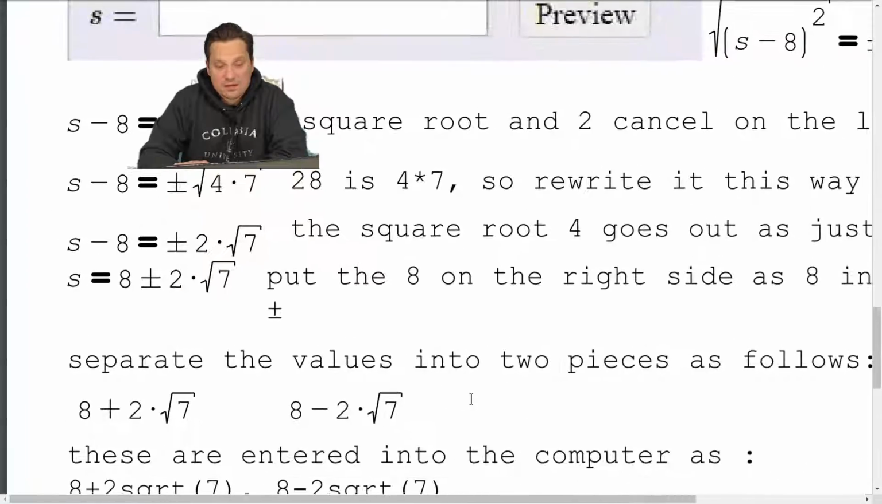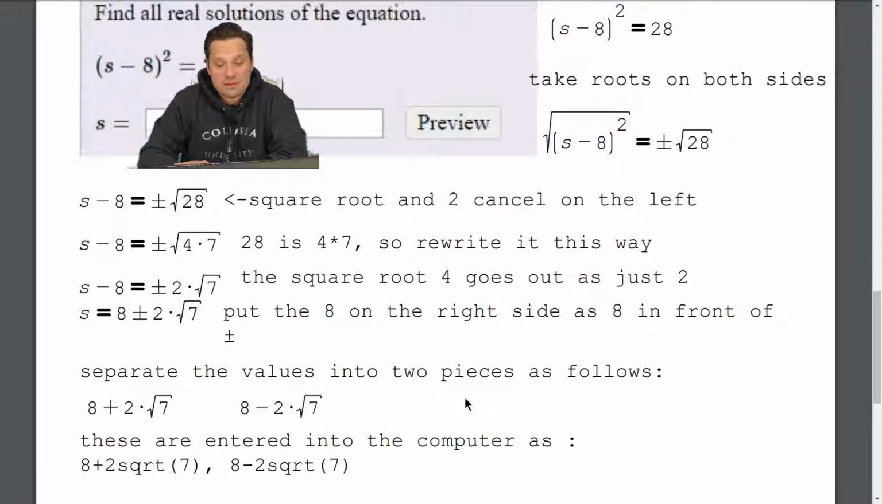Let me zoom out on all the work from top to bottom so you can trace it if you need to. There we are. That's everything.